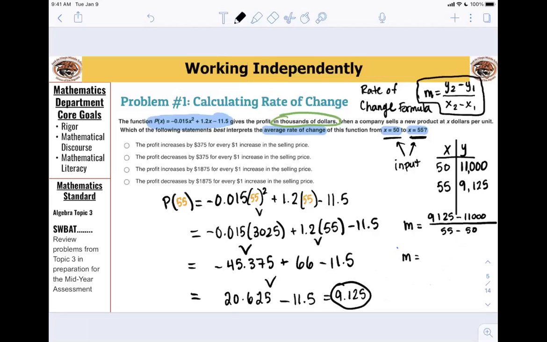Negative 375. Negative 375 dollars. And that's our answer. So since it's negative, read the question carefully. Which answer choice is it going to be? B. Exactly. So, wow, we just spent 16 minutes on that question.